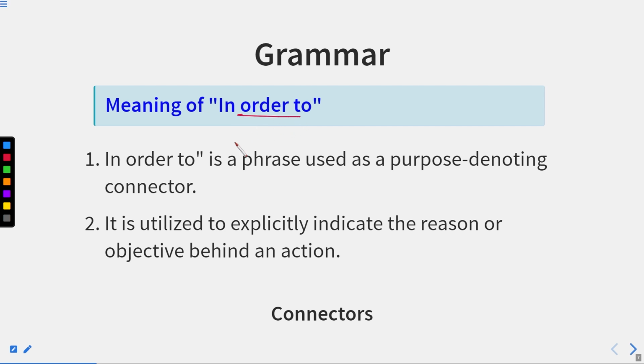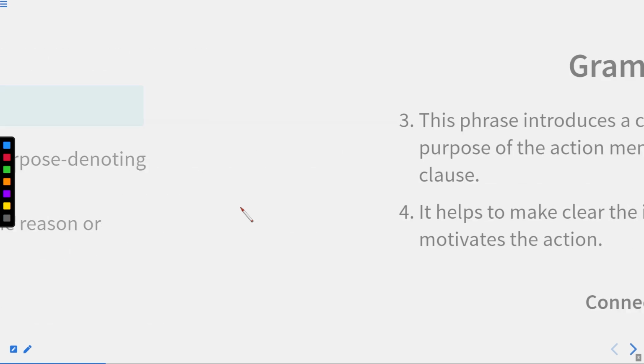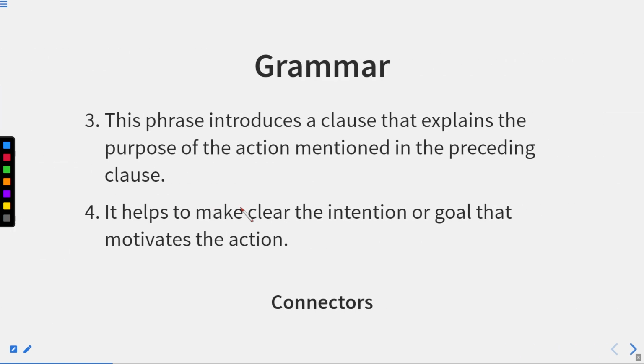Meaning of in order to. In order to is a phrase used as a purpose denoting connector. It is utilized to explicitly indicate the reason or objective behind an action. So it is used basically to indicate the reason or objective behind an action. This phrase introduces a clause that explains the purpose of the action mentioned in the preceding clause.